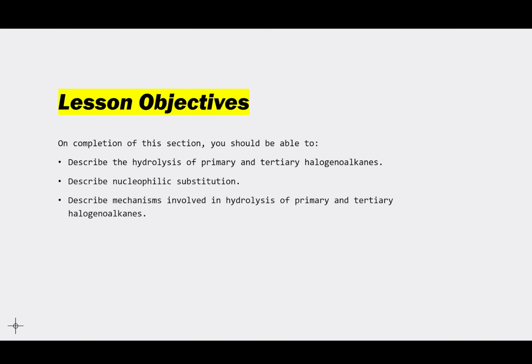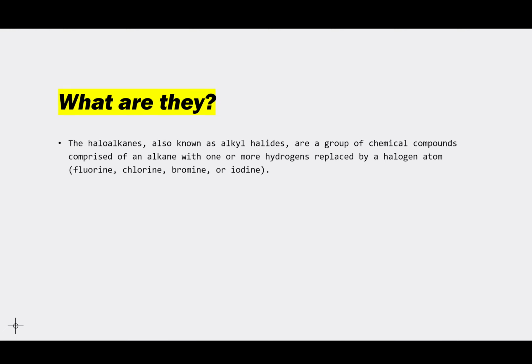All right, so lesson objectives. We must be able to describe the hydrolysis of primary and tertiary halogenoalkanes. We must be able to describe nucleophilic substitution, and we must be able to describe the mechanisms involved in hydrolysis of primary and tertiary halogenoalkanes. That's what you must understand. But I'm including elimination, not the process of elimination, but what the elimination reaction is. So what are they?